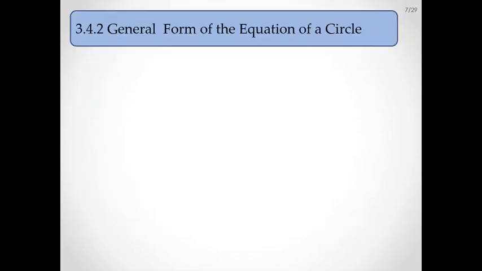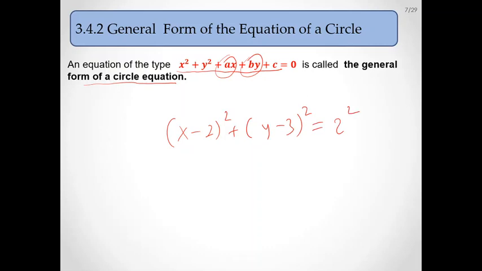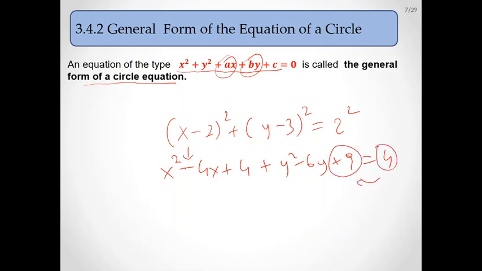Now, the general form of the equation of circles. This here we call the general form of a circle equation. You can ask this question: where do they come from? Indeed, they're coming from here. For example, take this equation here. When you expand this one, you will get x squared minus 4x plus 4 and y squared minus 6y plus 9 is equal to 4. And then when you send this one to the other side and combine these terms, you'll get this one here.